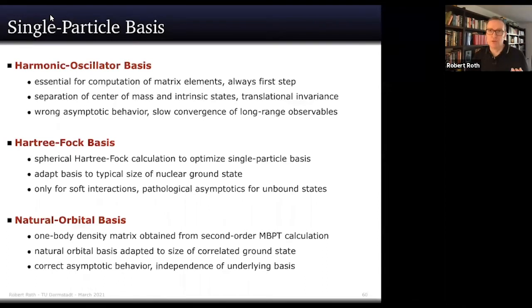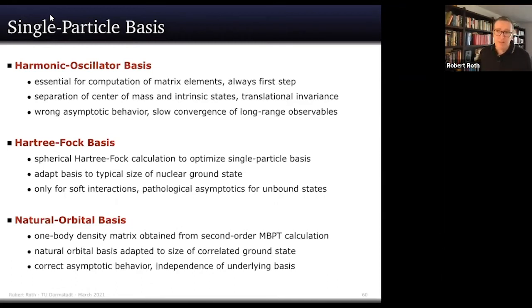But still, you could use this single particle basis that is generated through the Hartree-Fock iteration procedures, and Gianluca discussed that with you. You can use that as a basis. Why not? You transform all your matrix elements into this basis, and you do the NCSM calculation with these Hartree-Fock single particle states.